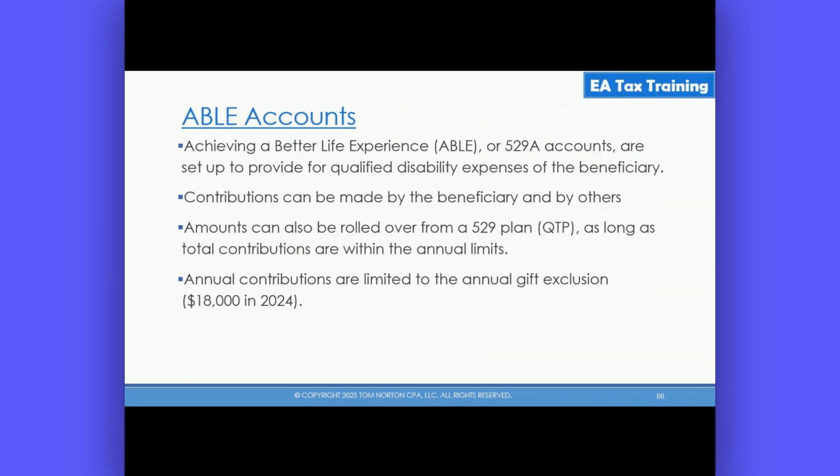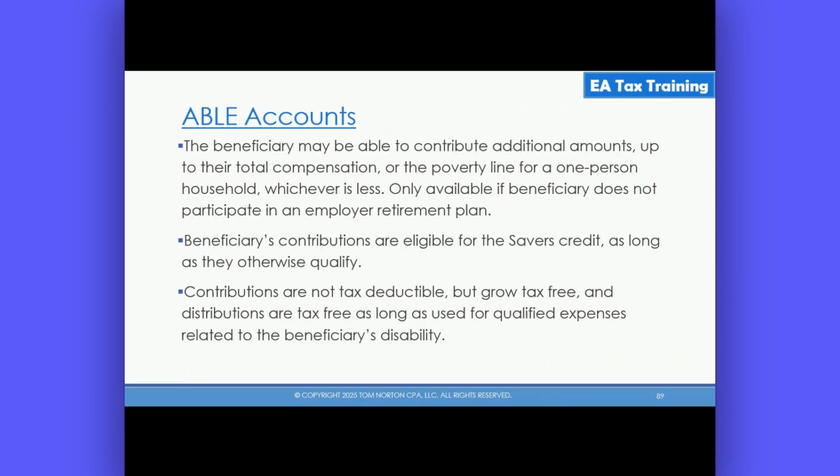Now, the annual contributions to the account are limited to the annual gift exclusion amount, which, of course, in 2024 is $18,000. The beneficiary of the ABLE account may be able to contribute additional amounts over that $18,000 up to their total compensation or the poverty line for a one-person household, whichever is less.